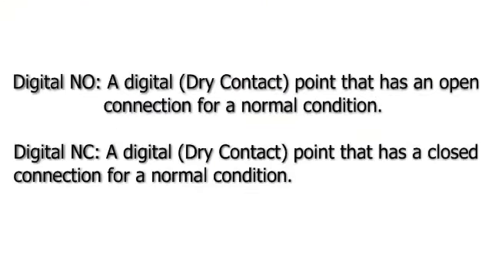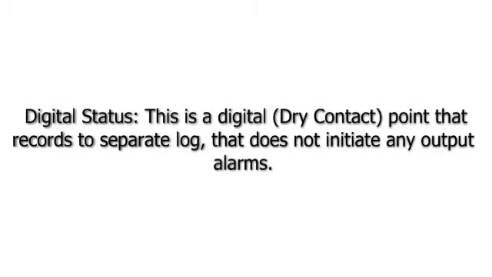Digital NO is a digital or dry contact point that has an open connection for a normal condition. A digital NC is a digital or dry contact point that has a closed connection for a normal condition. Digital status is a digital dry contact point that records to a separate log that does not initiate any output alarms.